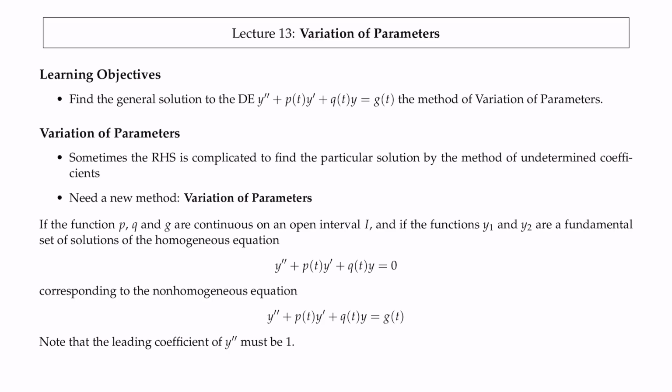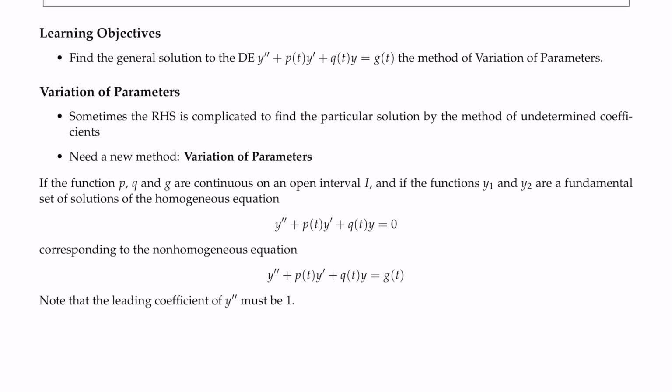For variation of parameters, the focus is on a very specific class of differential equations. It is the differential equation of this form: y double prime plus p of t times y prime plus q of t times y equal to g of t. Again, g of t is going to be different from 0. The difference between this type of differential equation and the one we considered in the last lecture is that the leading coefficient of y double prime has to be equal to 1. The procedure to solve for the particular solution is going to be presented in some examples.